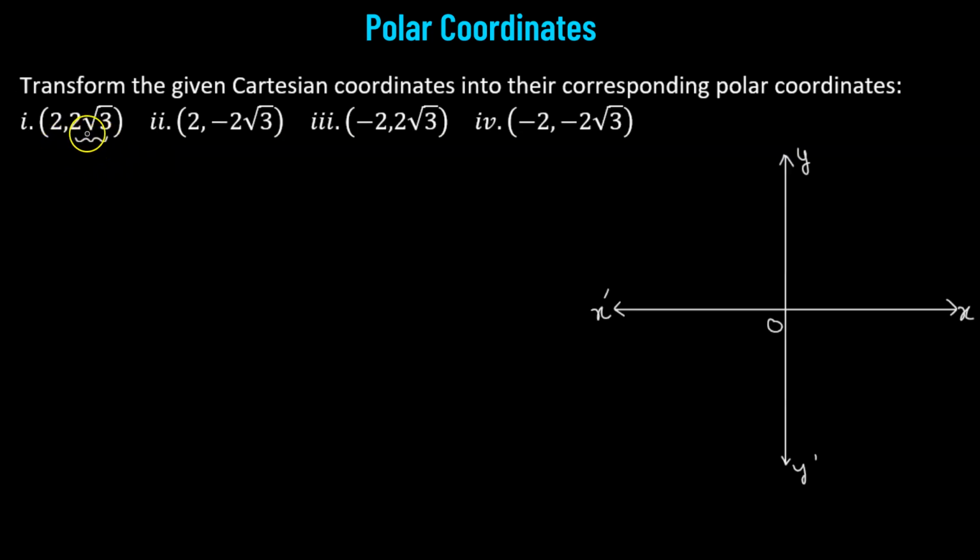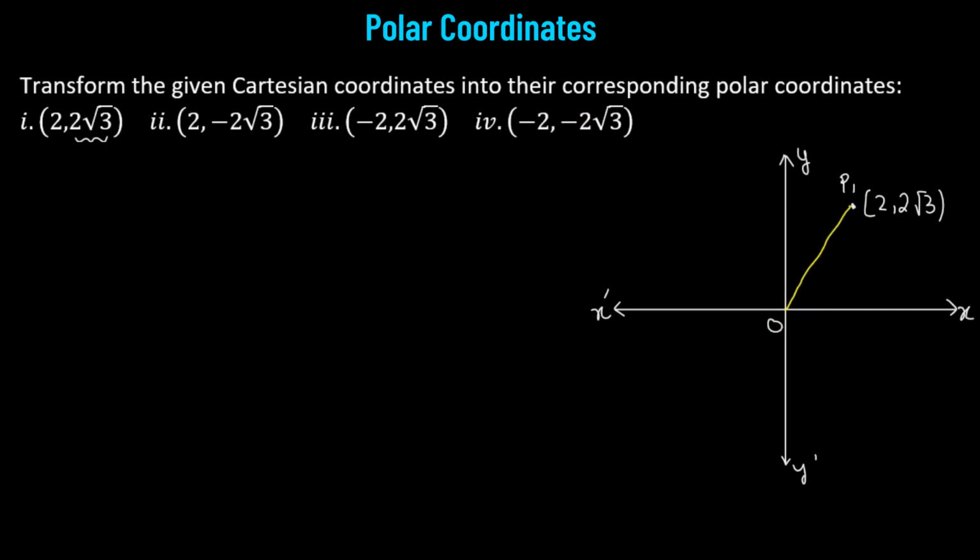Now since the x and the y coordinates are both positive, we are going to lie in the first quadrant. So let us suppose that this is the point (2, 2√3), which is lying in the first quadrant, and let's call this point P1. Our goal will be to convert this Cartesian coordinate into its corresponding polar coordinate. For that, we'll first join the point OP1.